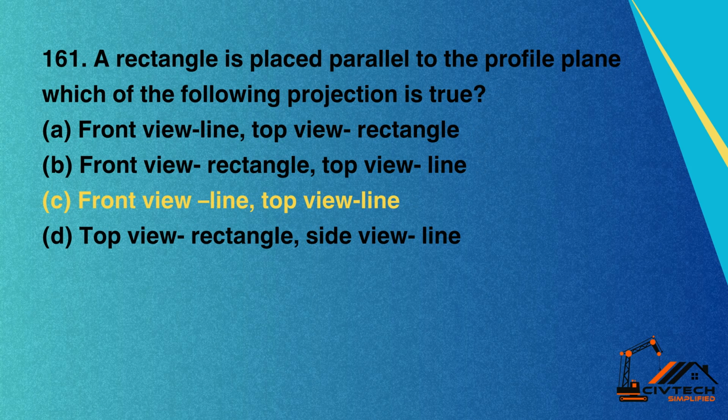161. A rectangle is placed parallel to the profile plane. Which of the following projections is true? A. Front view line, top view rectangle. B. Front view rectangle, top view line. C. Front view line, top view line. D. Top view rectangle, side view line. Correct option, C. Front view line, top view line.